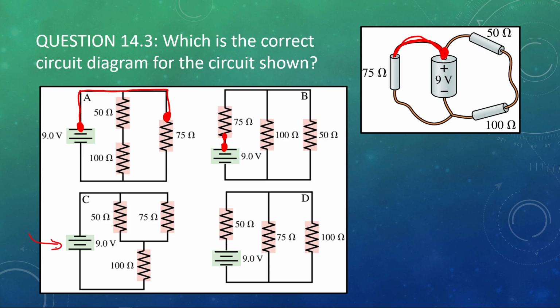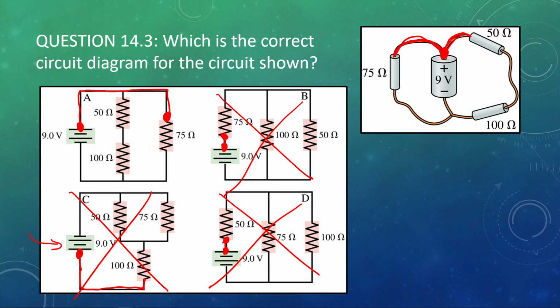Our battery is upside down. This one shows the positive terminal on the bottom connected to a 100 ohm resistor. Not correct. And this one here, the positive terminal is connected to a 50 ohm resistor. Not correct. The positive end of the terminal of the battery is also connected to a 50 ohm resistor. Well, looking at B here, it only shows a connection to the 75 ohm resistor. So once again, we have found our answer without even looking at the other half of the circuit. The answer is A.